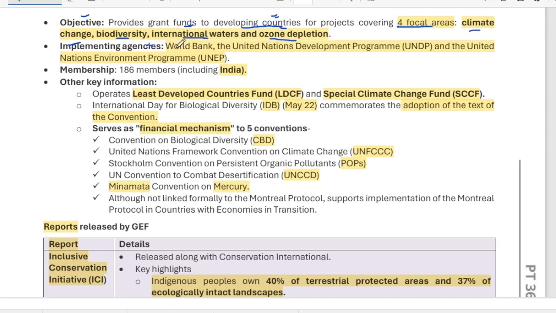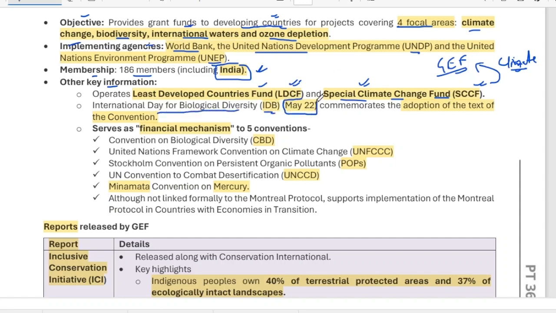Okay, now implementing agencies. Who are the implementing agencies of GEF? World Bank, UNDP, UNEP. These are the implementing agencies. These will implement this fund. Okay, and membership, how many members is not important, but India is a member, that is important. Okay, other key information is the Least Developed Countries Fund, along with the GEF. This Least Developed Countries Fund and the Special Climate Change Fund have also been launched in order to support the climate goals, and support these countries, that is least developed countries and small island countries, for their sustainable development. Okay, now International Day of Biodiversity (IDB) is celebrated every year on May 22. This fact is important for the adoption of the text of this convention. This convention was adopted on this day, May 22.